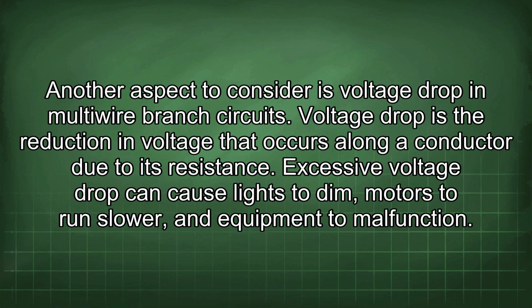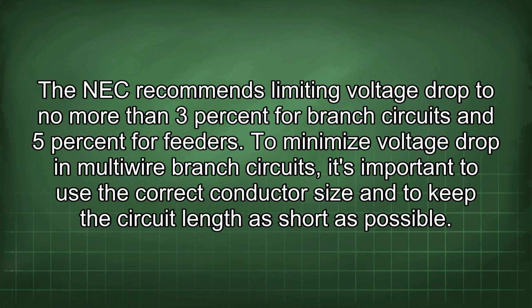Another aspect to consider is voltage drop in multi-wire branch circuits. Voltage drop is the reduction in voltage that occurs along a conductor due to its resistance. Excessive voltage drop can cause lights to dim, motors to run slower, and equipment to malfunction. The NEC recommends limiting voltage drop to no more than 3% for branch circuits and 5% for feeders. To minimize voltage drop in multi-wire branch circuits, it's important to use the correct conductor size and to keep the circuit length as short as possible.